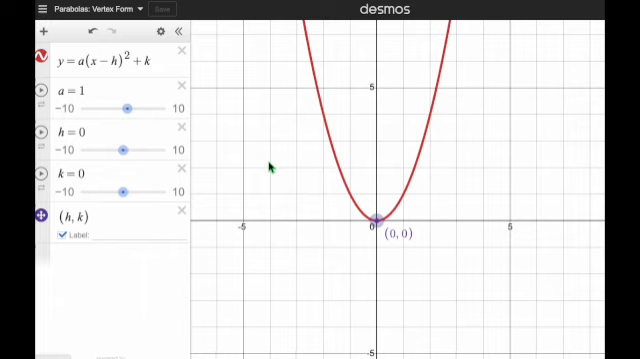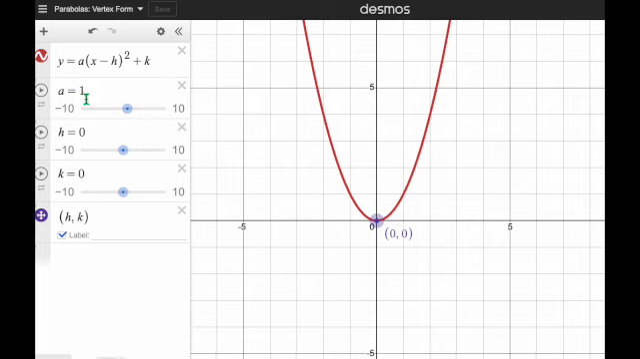All right, so what you see here is I'm over at Desmos, which you can get for free on the internet, and I've gone ahead and graphed this equation. And you'll notice over here the equation is y equals a times the quantity (x minus h) squared, plus k. Once again, this does look a little complicated at first, but let me explain what the a, h, and k stand for.